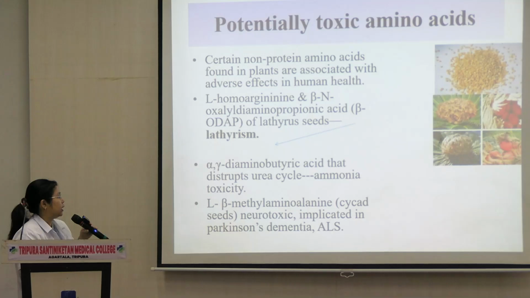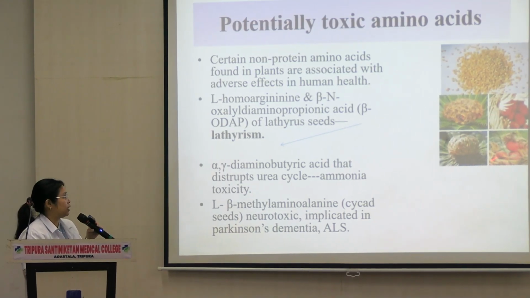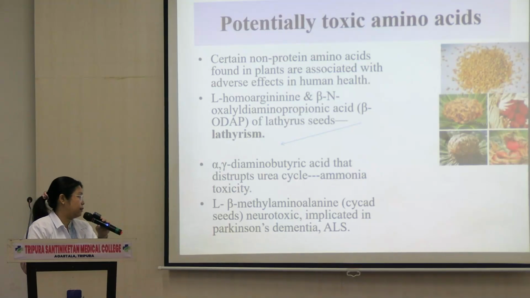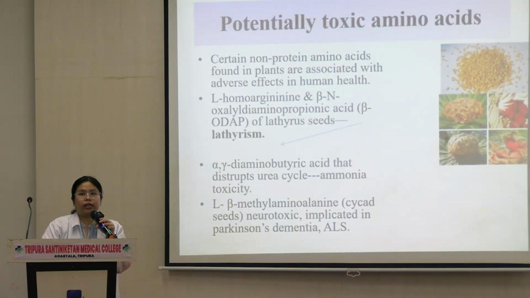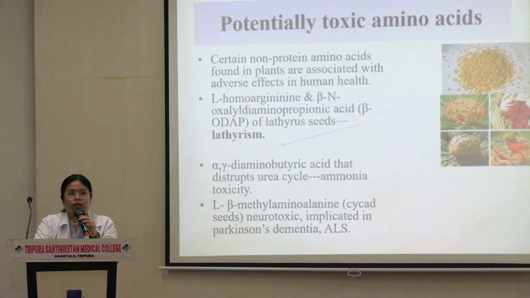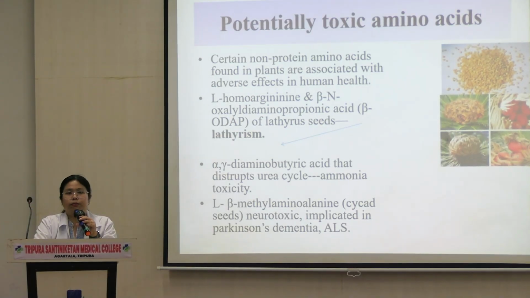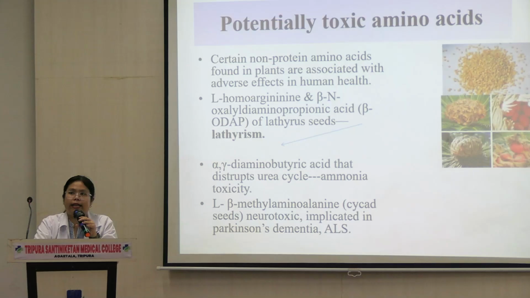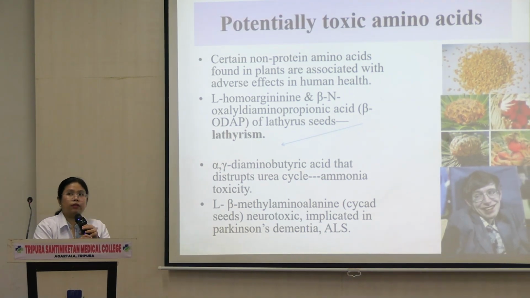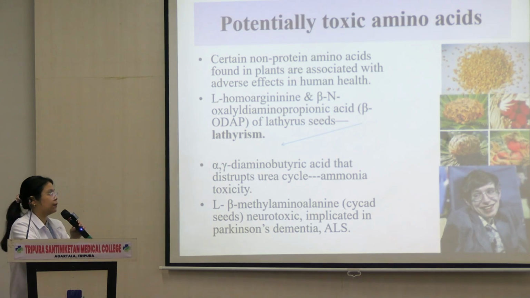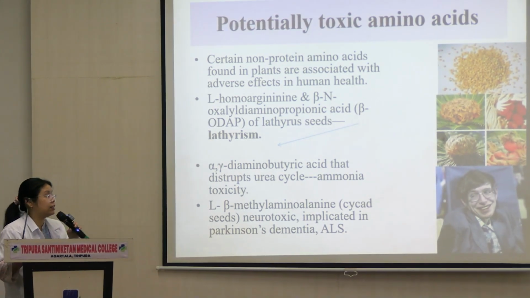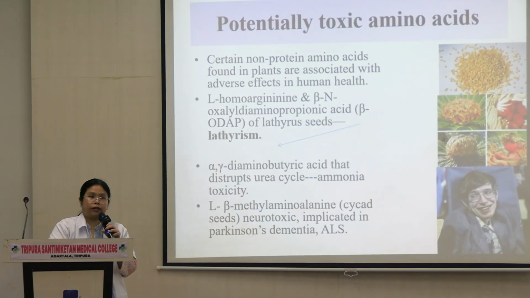Then we have something called cycad seeds. These are the seeds of a particular plant, which are neurotoxic, and they're implicated in Parkinson's dementia and ALS. What is ALS? Amyotrophic lateral sclerosis. Any important person that you know who had ALS? Who's this? Stephen Hawking, right? He passed away, but he suffered from ALS his whole life. So he is an exceptional case of ALS.